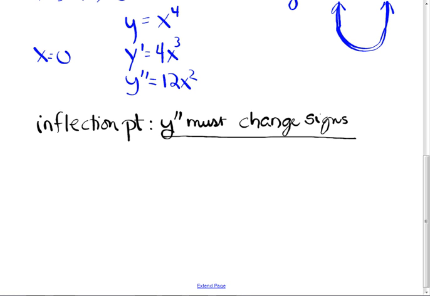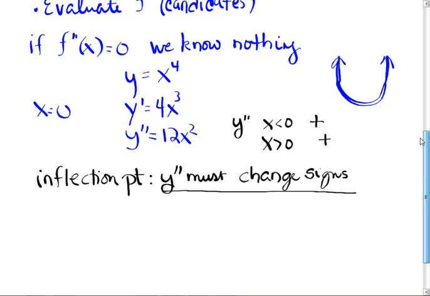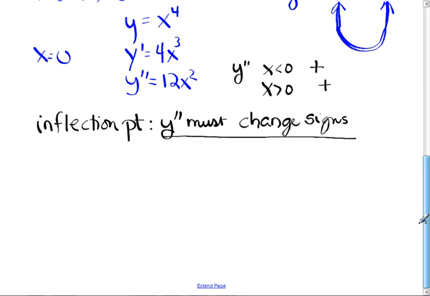What's true here? What's y double prime for a number less than 0? It's positive, isn't it? What if x is greater than 0? Still positive. Did we change signs? No. Just because the second derivative is 0 doesn't mean it's an inflection point. There's another problem with inflection points.